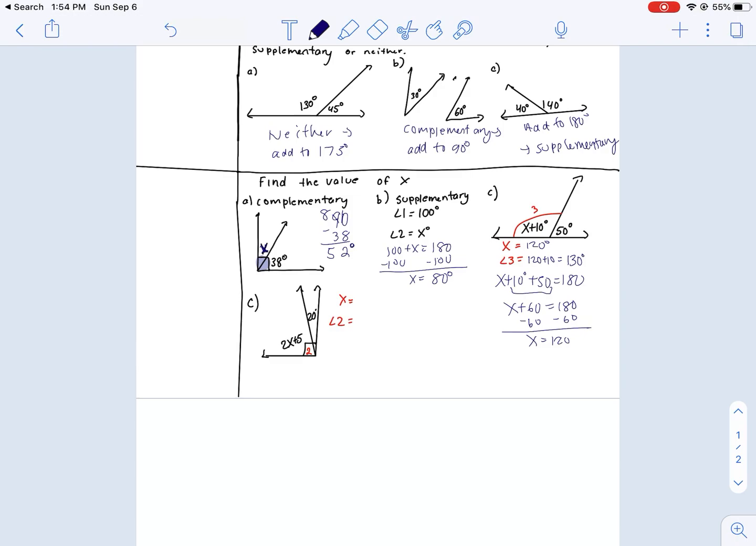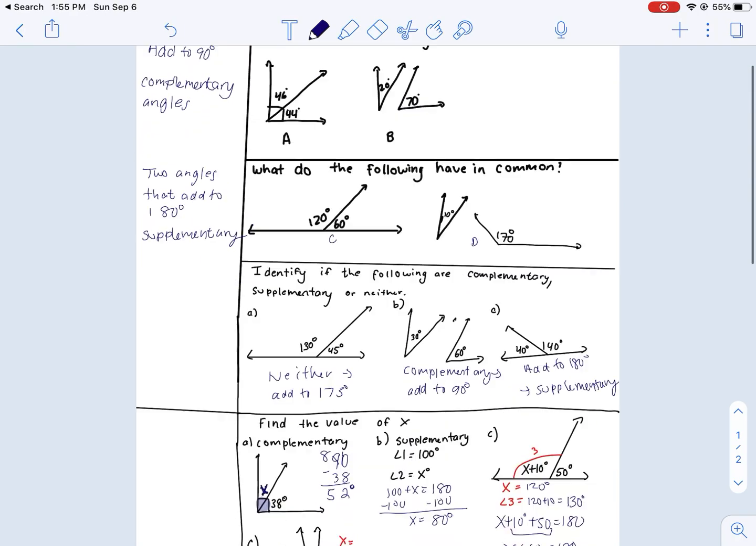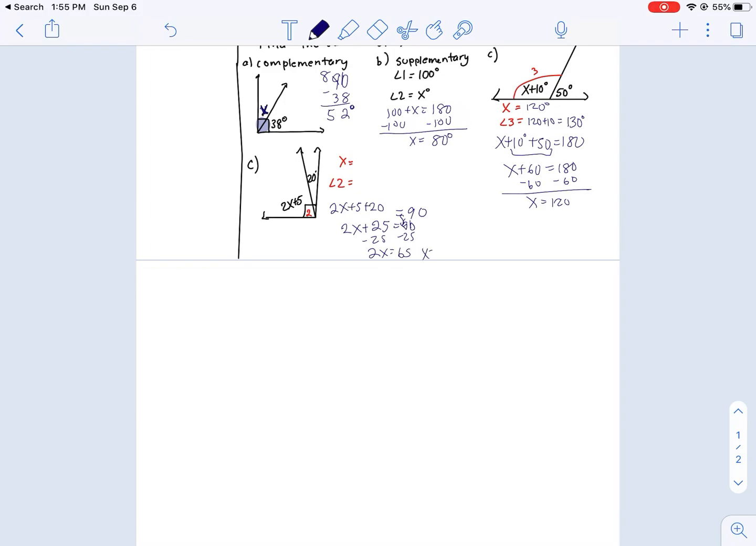Okay, you try letter C. Okay, so they're complementary. It's going to equal 90. What adds to 90? The 2x plus 5 plus the 25. So 2x plus 5 plus 25 equals a total of 90. So minus 25 from both sides. 2x equals 65. So divide by 2. So x equals 32.5. So that's x.